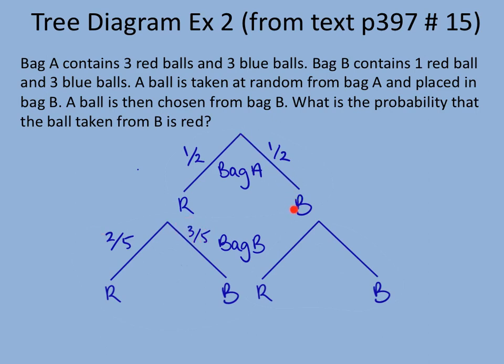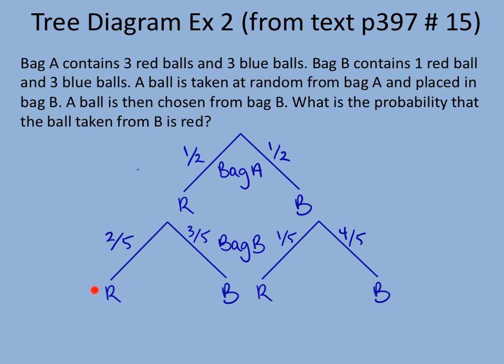This branch is saying I take a blue out of bag A, which is going to affect down here. Now there will be 4 blue balls in bag B and just 1 red ball. So I'll fill those in now. Now my tree diagram is complete, and the question asks, what is the probability that the ball taken from B is red? So here's bag B. These are all the possibilities that can happen.